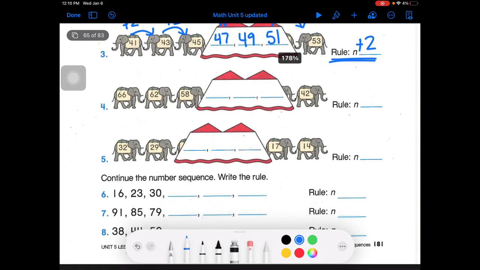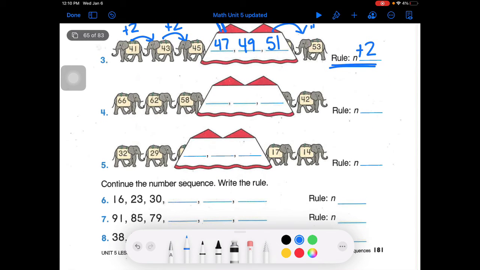All right, I would like you to try this one on your own. In a second, you're going to push pause, and when you push play, the answers will appear again. And make sure that you have the answers correctly so that you can find your mistakes. All right, push pause now.